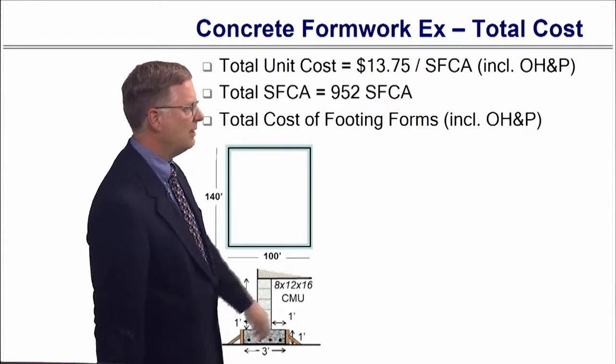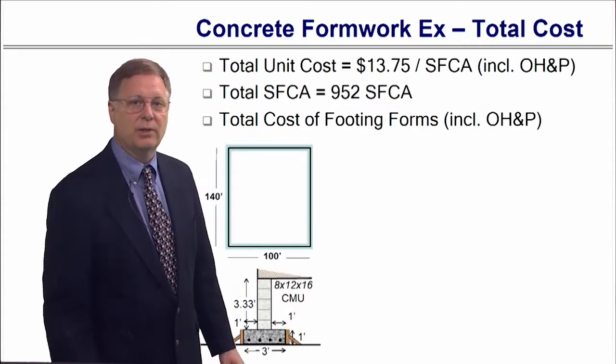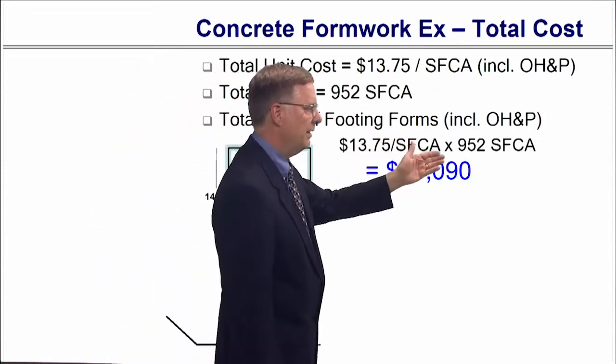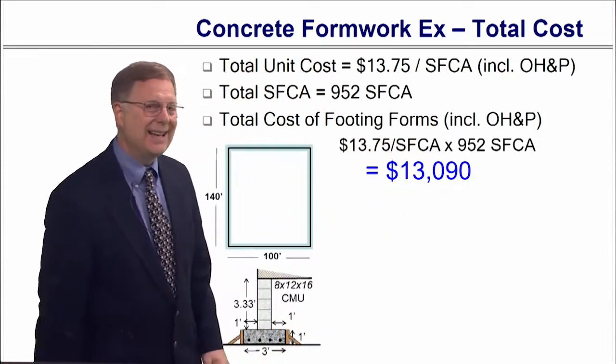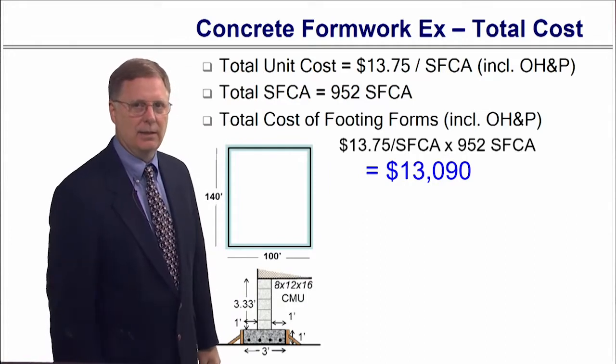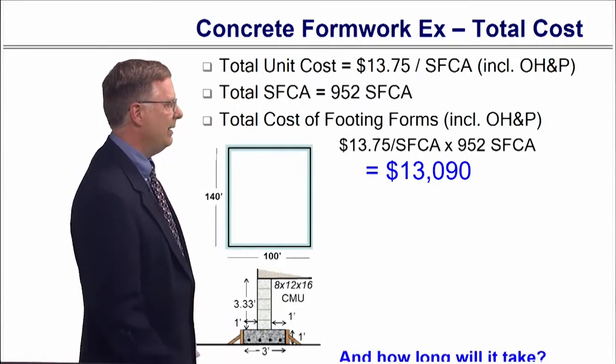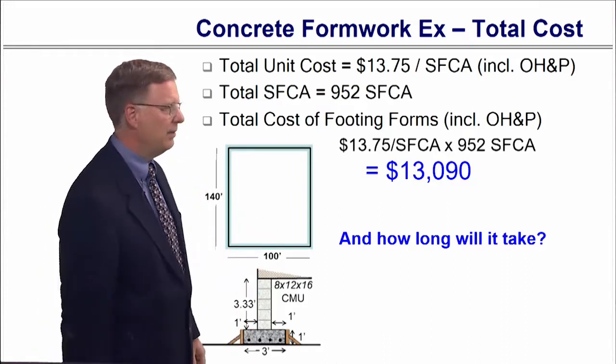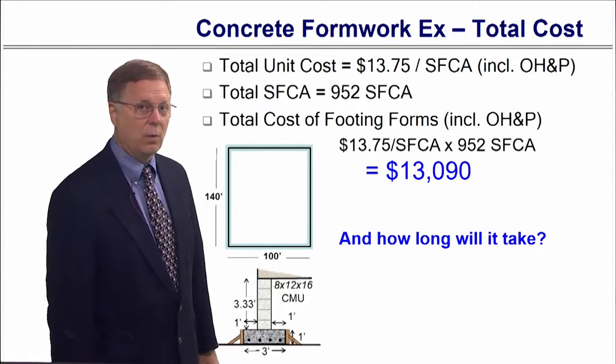I know the square foot contact area, so I can tell you the price of all the forms. I take $13.75 times 952. It comes to $13,090.